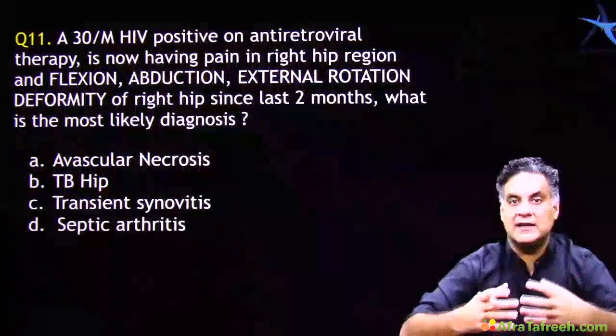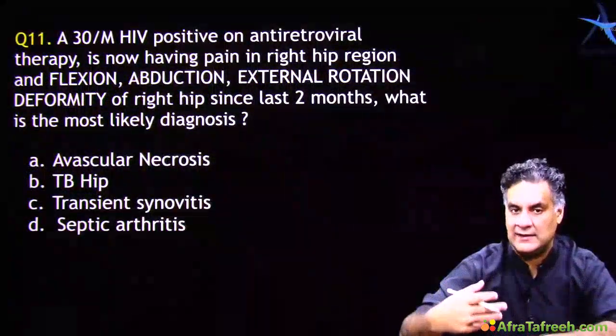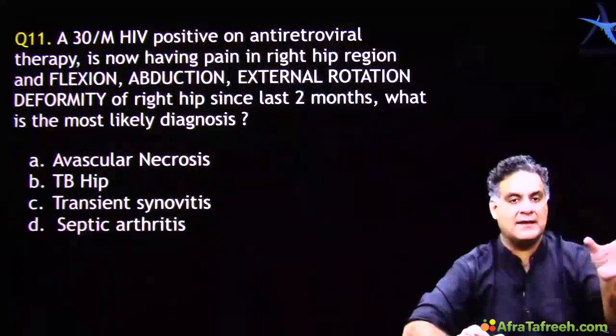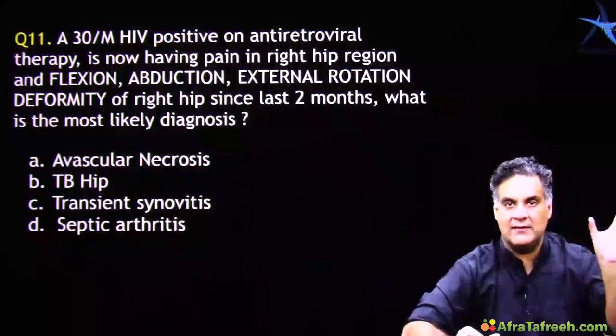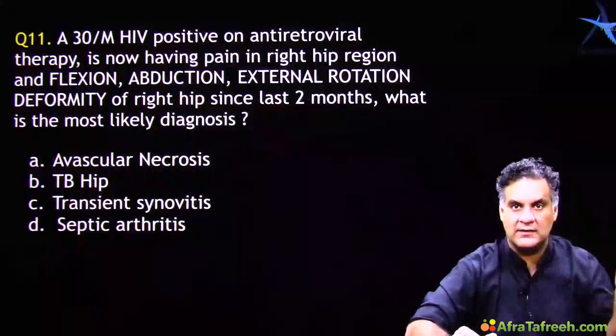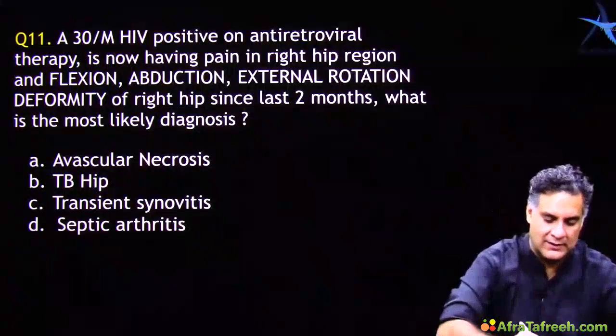Coming to the next, a 30-year-old male, HIV positive, is on antiretroviral therapy. He has pain in the right hip with fever. HIV is a very common setting in which you have tuberculosis. Along with fever, you will mark it to be TB hip.